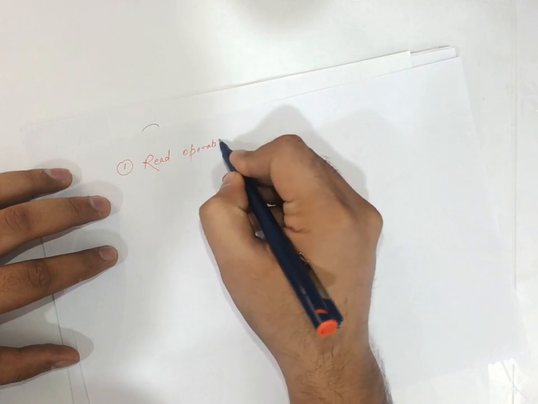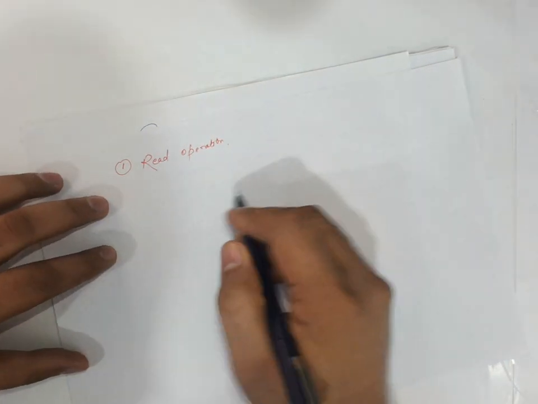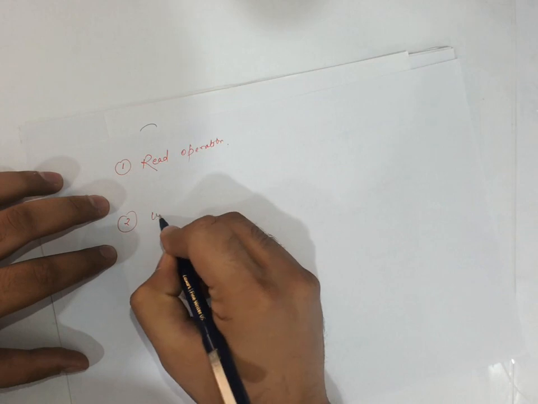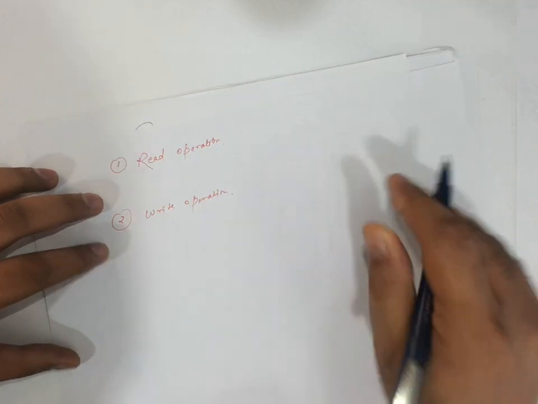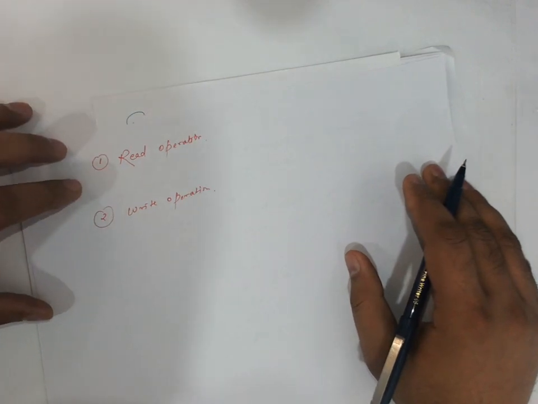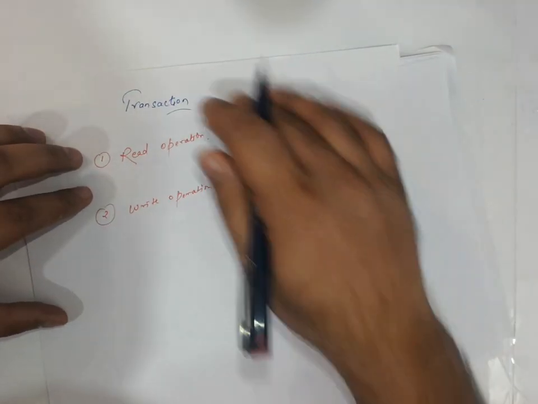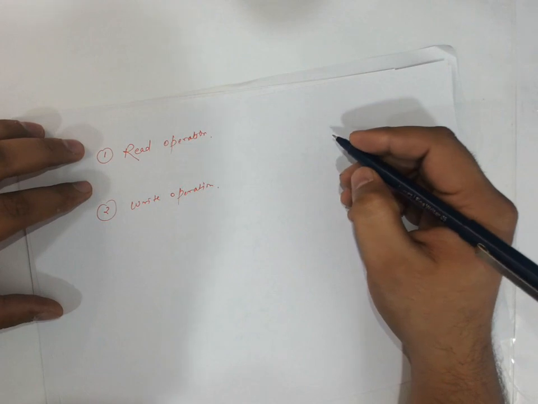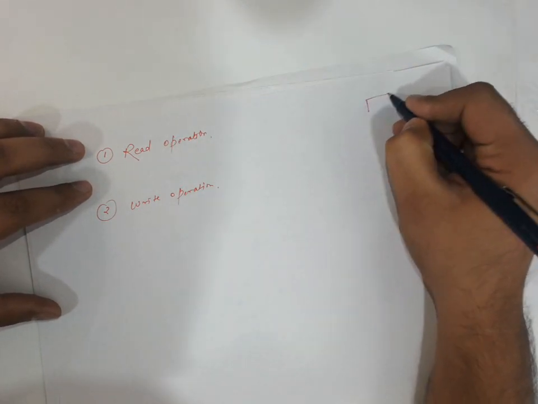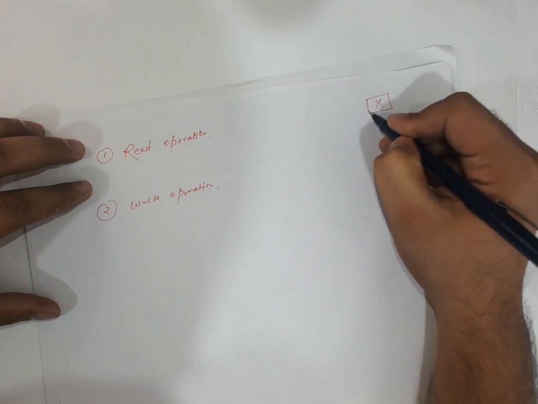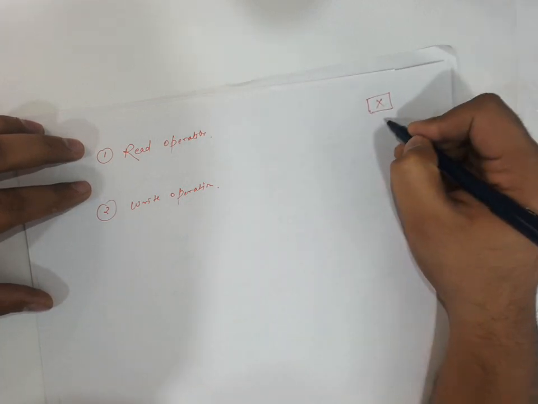What is the basic functionality of the read operation? And the second one is the write operation. So when we talk about the read operation, what happens? Everything is executed by the CPU, we know it very well. Somewhere in our hard disk we have the value stored in it. Suppose X is the name of the value. This value is stored in a hard disk.